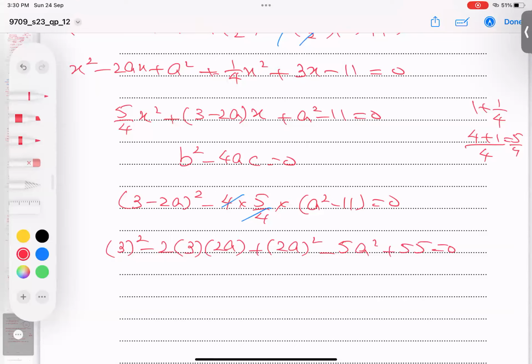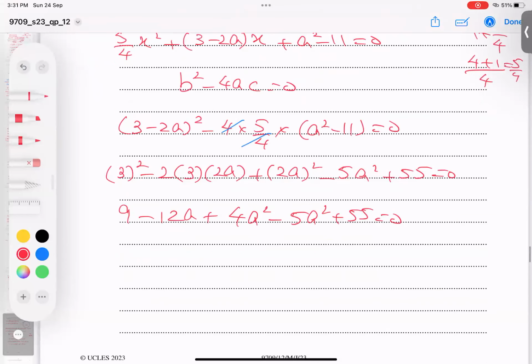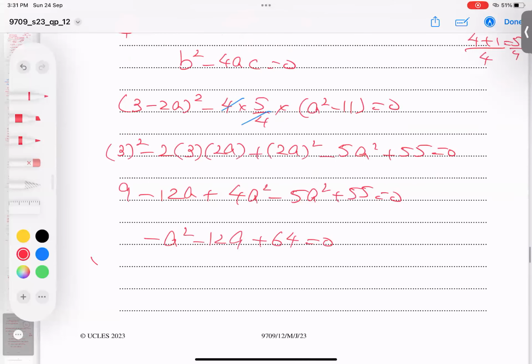Okay, after this, what is the plan, students? This is 9 minus 12a plus 4a square, and this minus 5a square plus 55 equals 0. If you simplify, negative a square, negative 12a, and 55 and 9, if you add, you get 64. Multiply by minus 1 to make all the values positive.